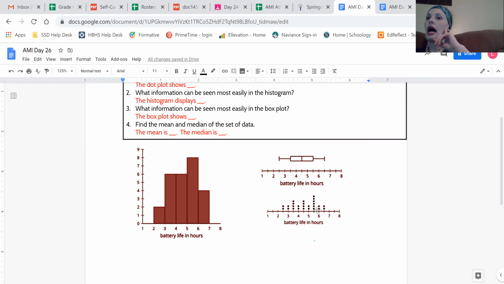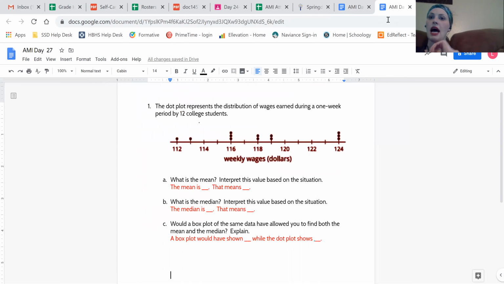With a dot plot, you can add them all up and divide by how many terms there are to get the mean, and then you can find the exact middle term to find the median. So I just want you guys to be aware of that. This is really a good example from yesterday's assignment. Let's come back over to today's.